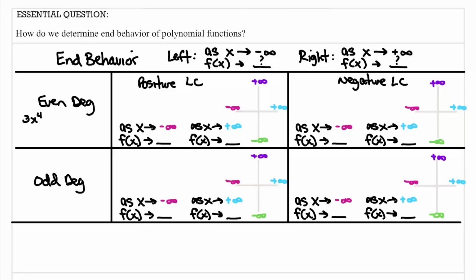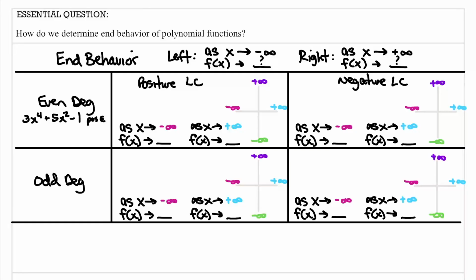So an example of a positive leading coefficient with an even degree might be 3x to the fourth plus 5x squared minus 1. So we've got a positive leading coefficient and an even degree. So we're looking at the number in front of x and the degree, the highest degree of x. So that would be a positive even.